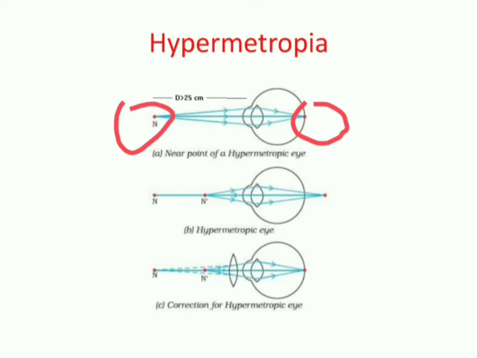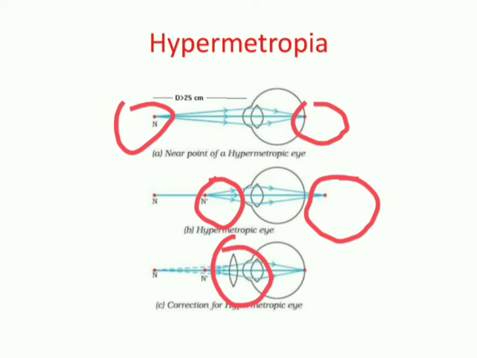A converging lens. In the second diagram you can see, if you keep the object at 25 centimeter, N dash represents the 25 centimeter from eye lens. So when your object is at N dash, where is the image formed? It is not formed on retina, it is actually converging beyond retina. Since it is converging beyond retina, it becomes blurred and unclear. So for correction, we are using a converging lens. This is your converging lens, so that if you keep an object at N dash, image will be formed at N.